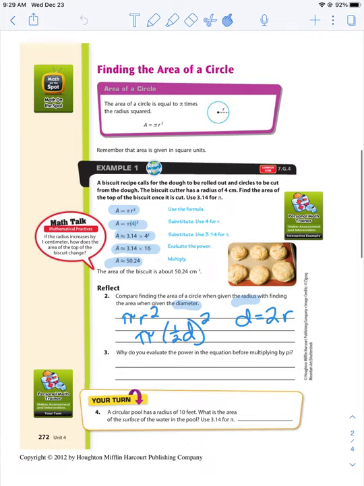Okay, so why do you evaluate the power in the equation before multiplying by pi? Because PEMDAS. Exponents come before multiplication.